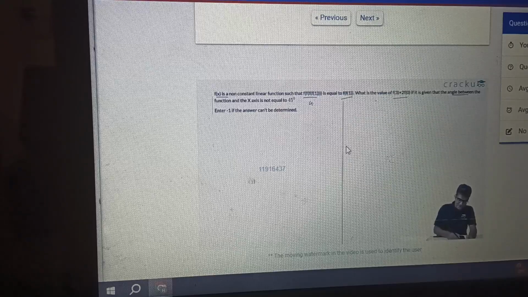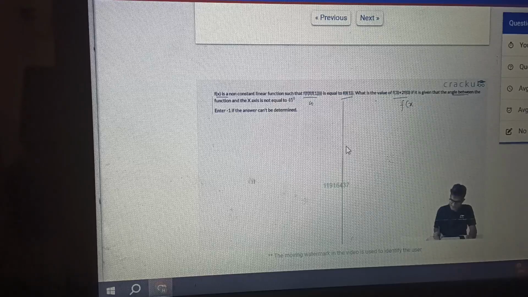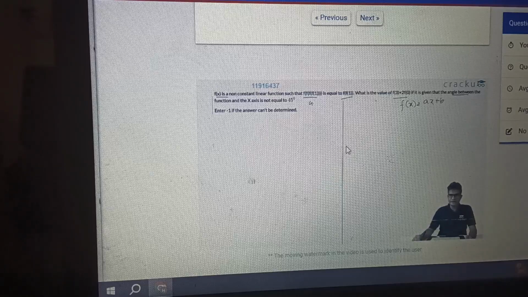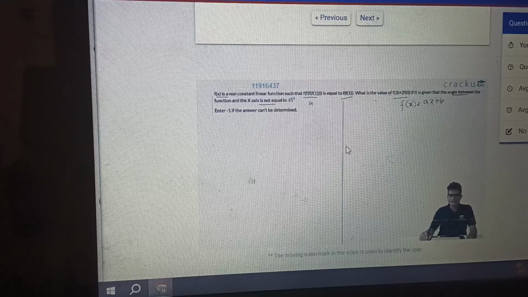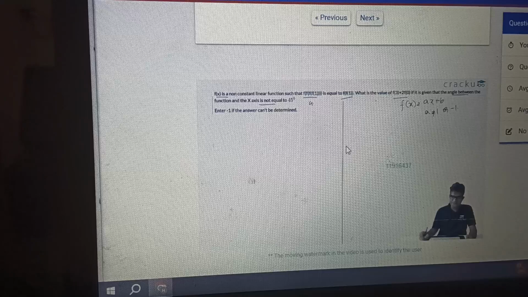We are told that f of x is a non-constant linear function. So let us assume that f of x is equal to ax plus b for some values of a and b. We are told that the angle it makes with the x-axis is not equal to 45 degrees. So the value of a is not equal to 1 or minus 1.